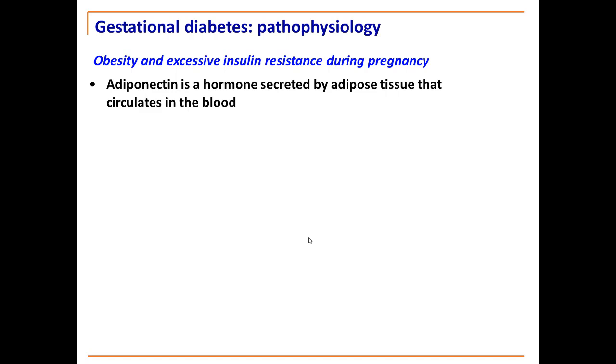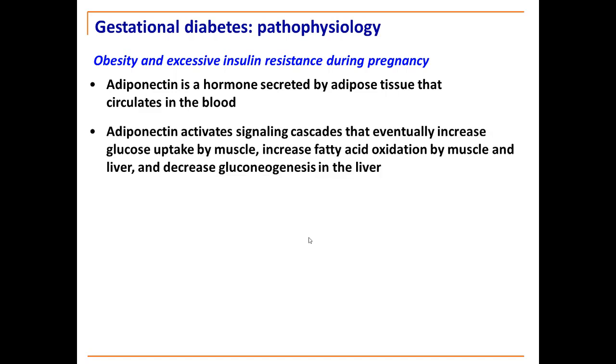So another one that we're going to talk about, a very important one, is adiponectin. This is a hormone secreted by adipose tissue that circulates within the blood. Adiponectin does lots of things, but it activates a whole series of signaling cascades in cells. But the end product is to increase glucose uptake into muscle. That means it lowers blood glucose levels.